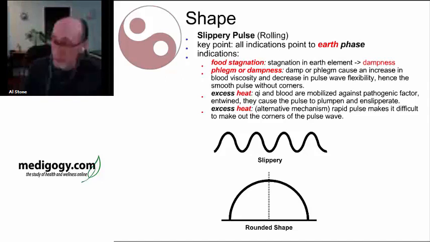One thing that we do want to keep an eye on is that in the slippery pulse, we're always looking at the earth phase. All of the slippery pulses point to earth. It doesn't have to be damp or phlegm. It can be food stagnation. It can be heat in the stomach. It can all indicate earth, and tends to.